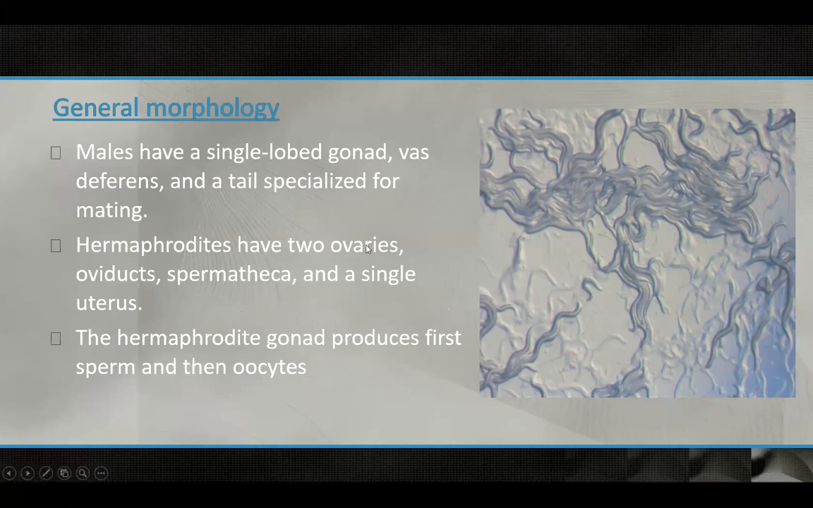Hermaphrodites have two ovaries, oviduct, spermatheca, and a single uterus. Hermaphrodite gonads produce first sperm and then oocytes. So firstly, these hermaphrodite gonads have a temporal separation. That means first they produce the sperms and then they produce the oocytes. ये जो organism है ये hermaphrodite तो है ही, लेकिन पहले sperm produce करता है, बाद में egg produce करता है और वही स्पर्म एग को फर्टिलाइज भी कर सकते हैं and can lead to the formation of an offspring.